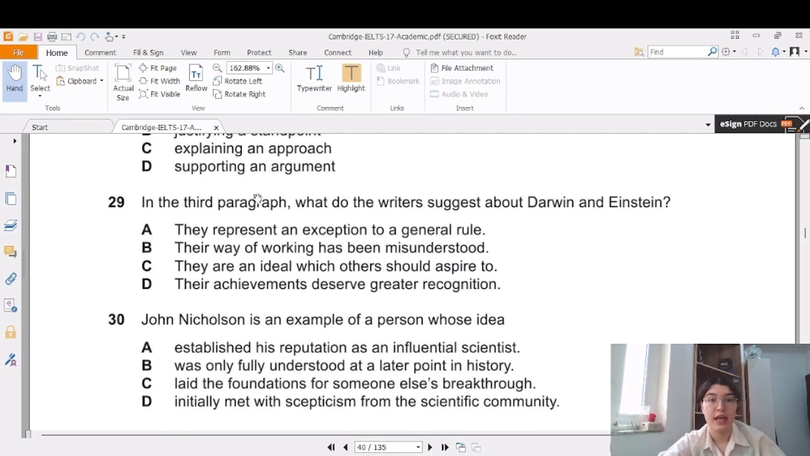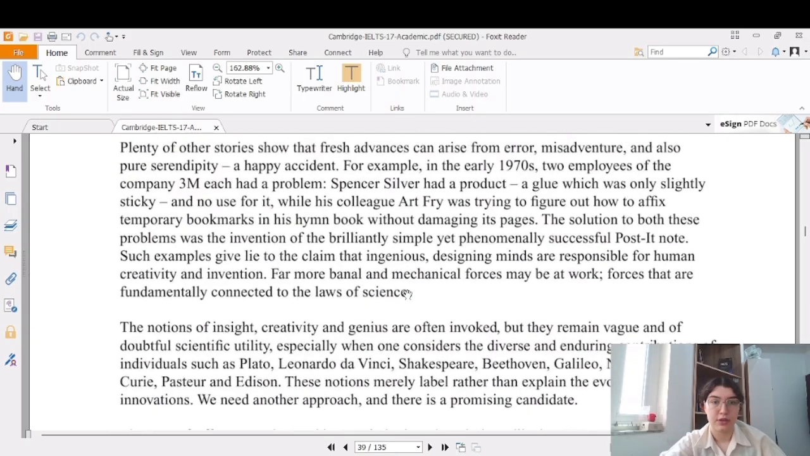And 29, in the third paragraph. So let's read this question and then move on to the third paragraph. In the third paragraph, what do the writers suggest about Darwin and Einstein? They represent an exception to a general rule. Their way of working has been misunderstood. They are an ideal which others should aspire to. It means others should try to be like them. Their achievements deserve greater recognition. Okay, let's read the third paragraph.